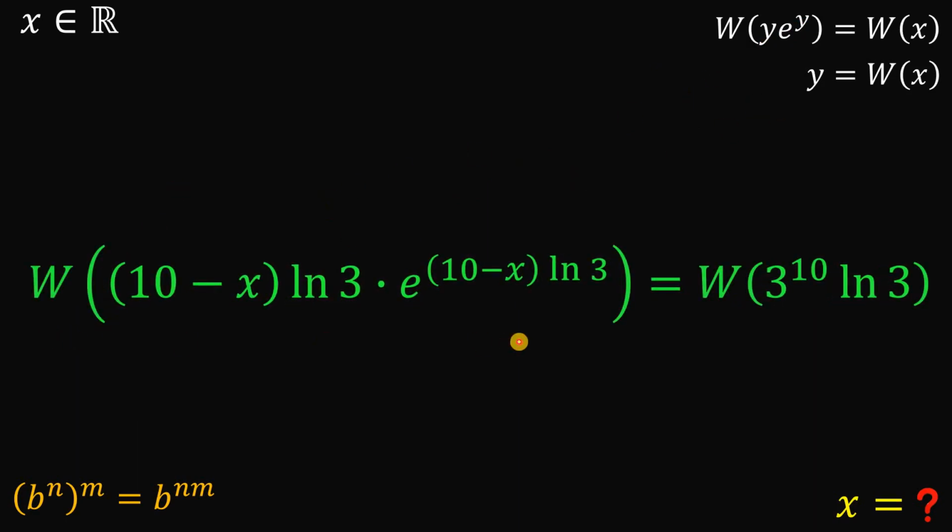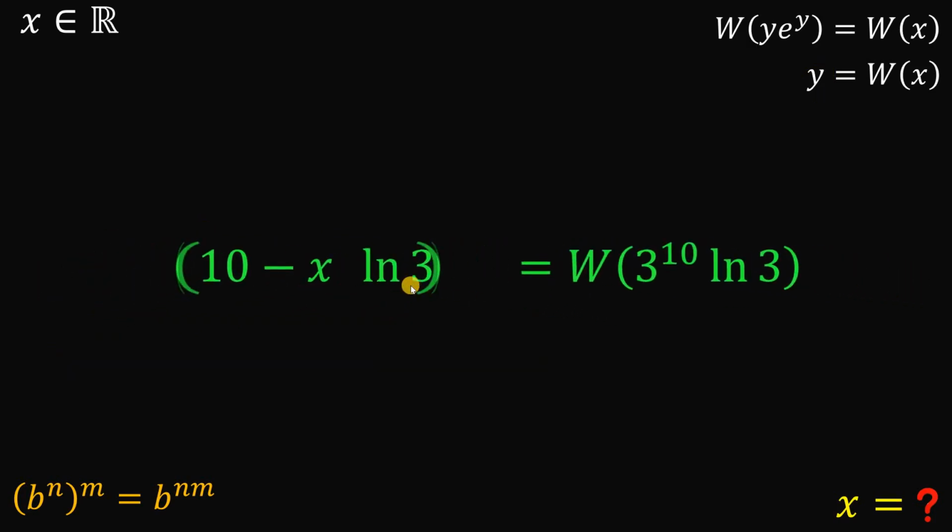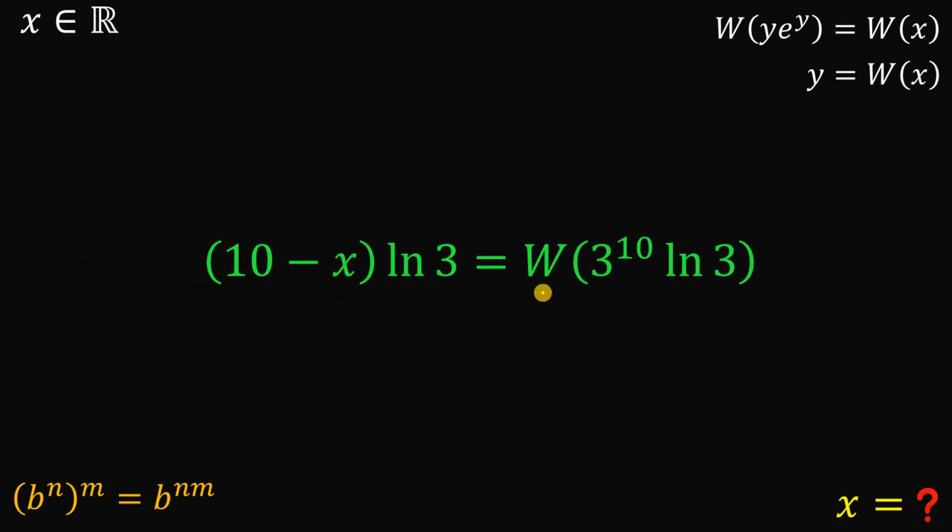And we know if we get the Lambert W function of this expression, we get just y, or simply 10 minus x multiplied by ln of 3. So the left-hand side is just 10 minus x multiplied by ln 3. It must be equal to the W, or Lambert W function, of 3 raised to the power of 10 multiplied by ln 3. And at this point, we can now easily solve for the value of this x.